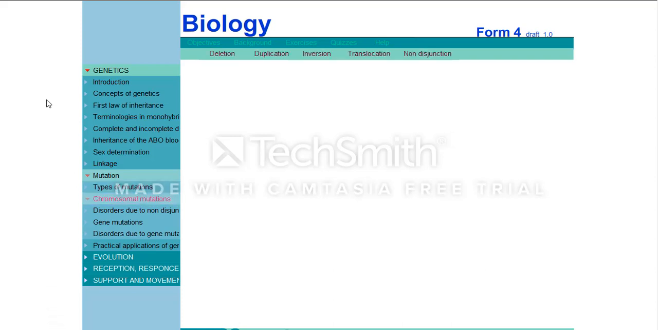Chromosomal mutations. Chromosomal mutation may be the result of change in the number or structure of chromosomes. The 5 types of chromosome mutation are deletion, duplication, inversion, translocation, and non-disjunction.